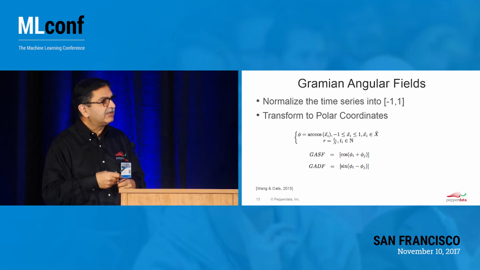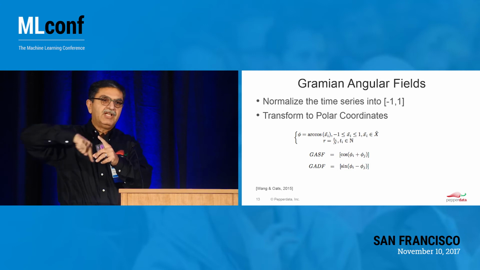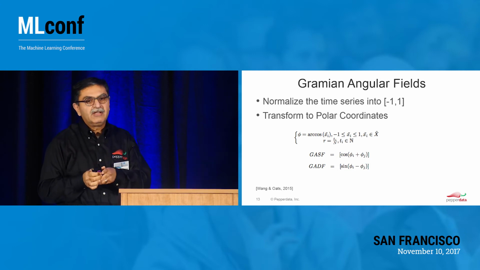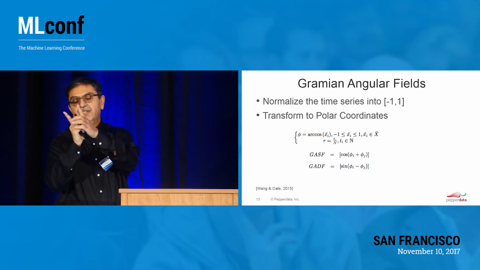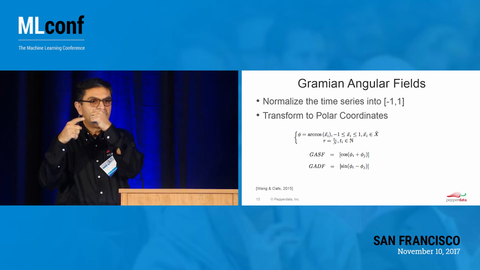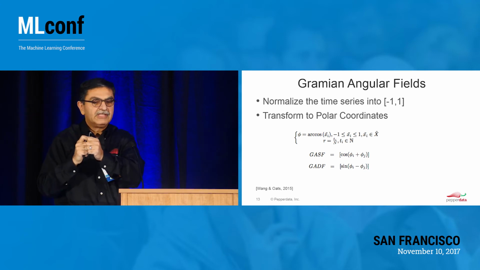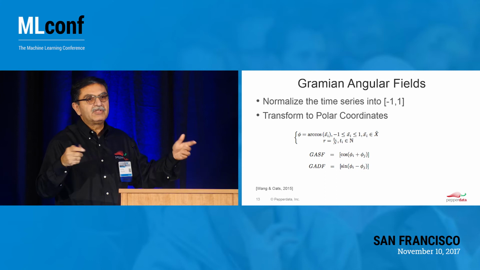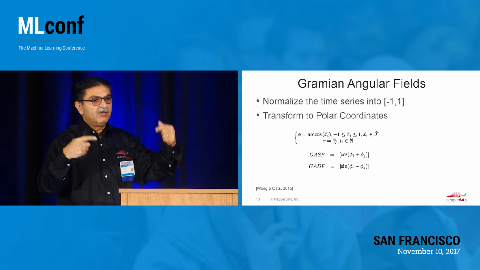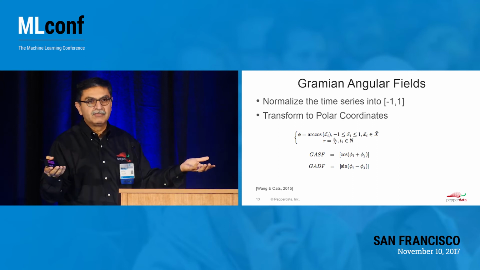Then take that, and the clever thing that you do is you put it into polar coordinates. Once you put it into polar coordinates, time goes this way, and you wrap the time series around itself. Then they look at the difference between 2 different points, and they look at the sine of the difference or the cosine of the difference, depending on whether you want this part of the triangle or the other part of the triangle. If you do that for every pair of points, it gives you a matrix. Now you interpret that matrix as an image, right?